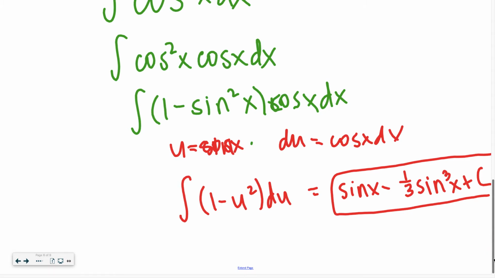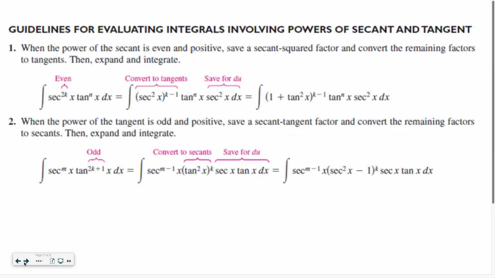All right. So when we have secants and tangents, things get kind of strange because the derivative of secant is secant tangent, and the derivative of tangent is secant squared. So if you are going to let u equal secant, you need to have a secant tangent left over. If you are going to let u equal tangent, you need a secant squared left over. Sounds reasonable.